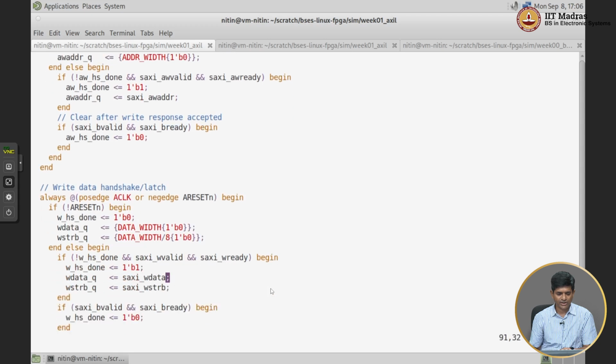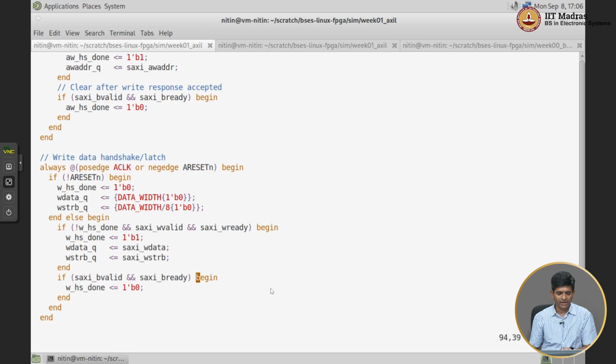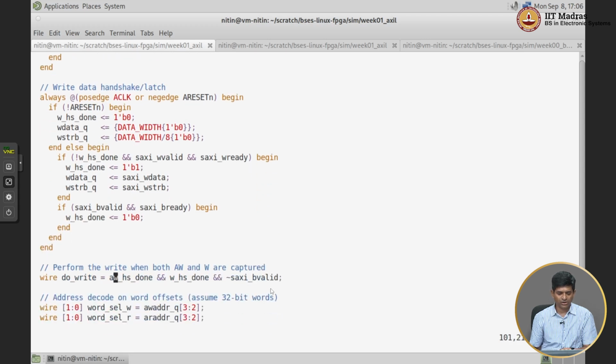Similarly, the write data handshake also happens over here. It once again looks for the W valid and W ready, and I can clear after the write response has been received or accepted. I also generate one more internal signal called do_write, which is going to tell my registers when I should capture data and store them. This happens when the AW handshake is done, the W handshake is done, and I have not yet sent back the valid for the response.